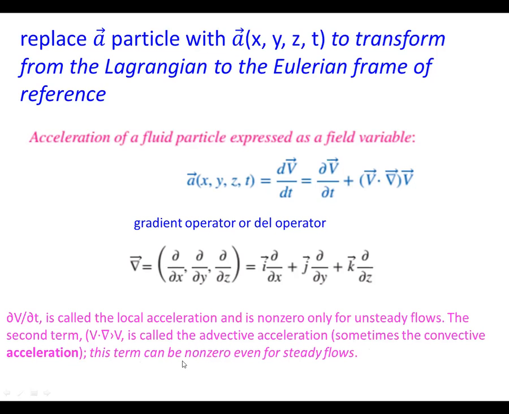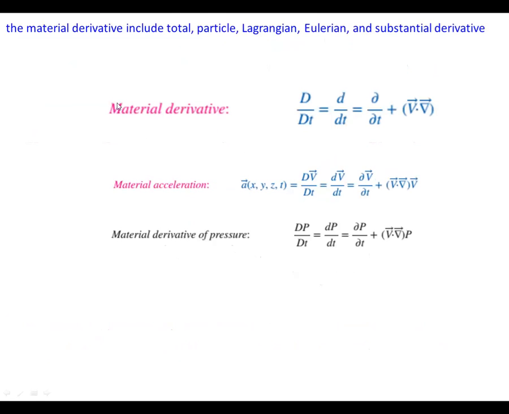This term can be non-zero even for a steady flow. Though ∂v/∂t may be zero for a steady flow, the advective or convective acceleration is not zero for a steady flow. The same thing may be represented by a material derivative, capital D by Dt. So the Lagrangian and Eulerian descriptions are merged using this, given by ∂/∂t plus v vector dot del operator.